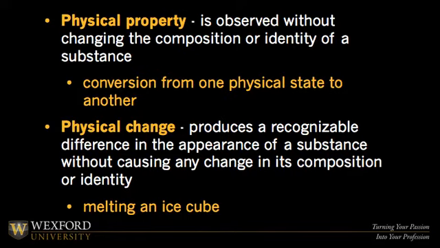Now, if we discuss physical properties, these are observed without changing the composition or identity of the substance. There can be a conversion from one physical state to another. Now, a physical change produces a recognizable difference in the appearance of a substance without causing any change in its composition or identity. For example, this would involve the melting of an ice cube, where it would go from solid ice to liquid water.